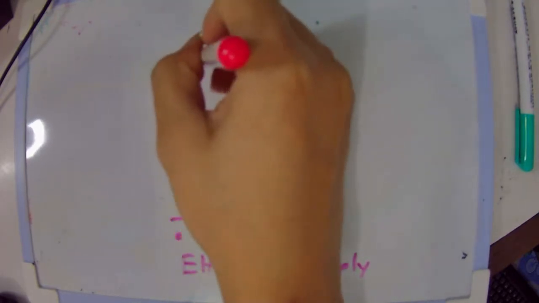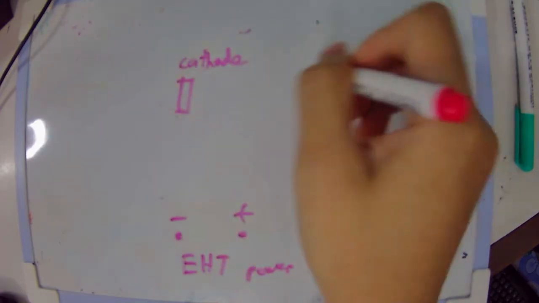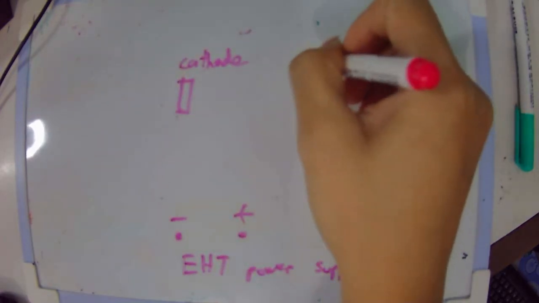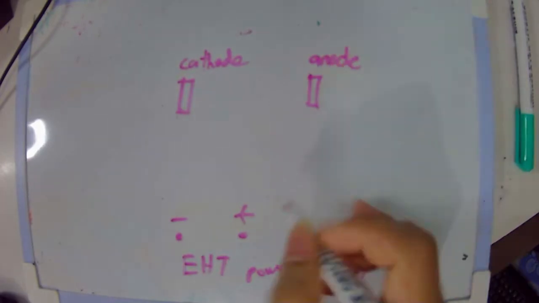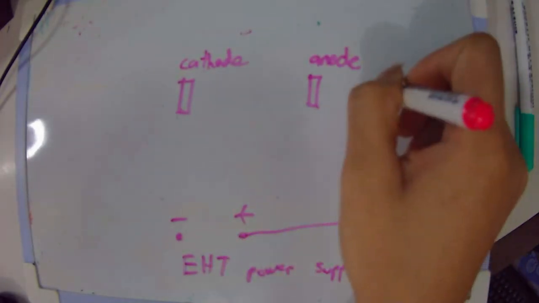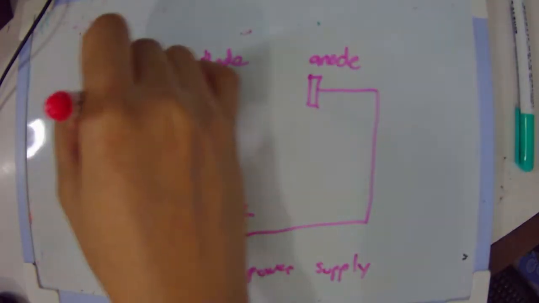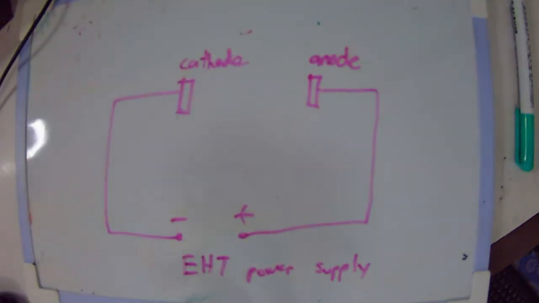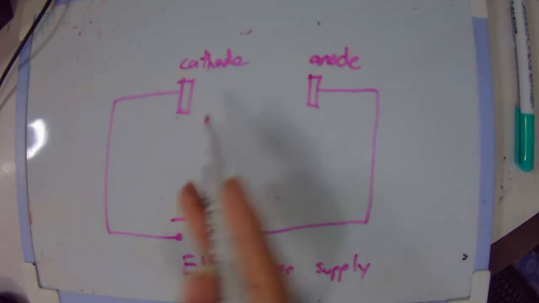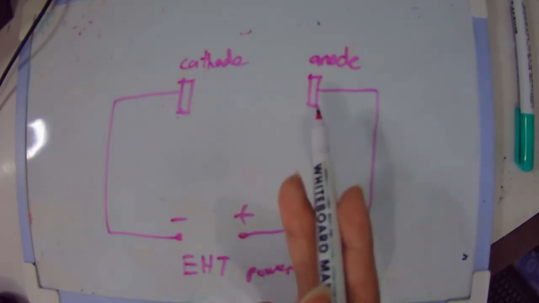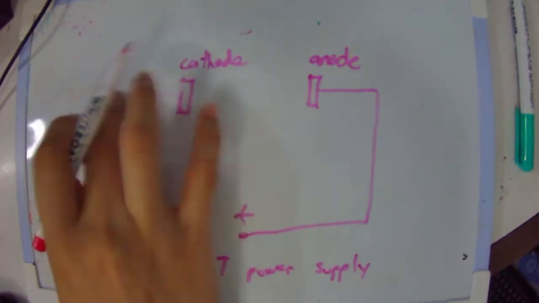All right. Now, here we have the cathode. And of course, on the other side, we have the anode. So we connect these two wires to the cathode and the anode. Normally, this is not a complete circuit, obviously, because there's no way for the electrons to go from one side to another.